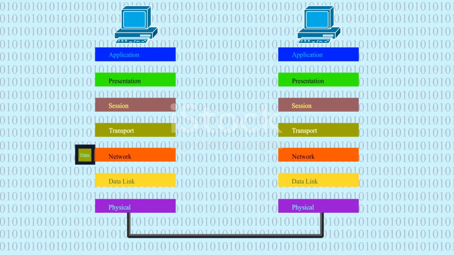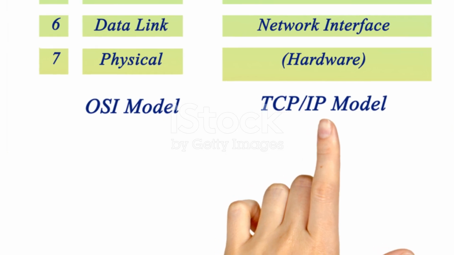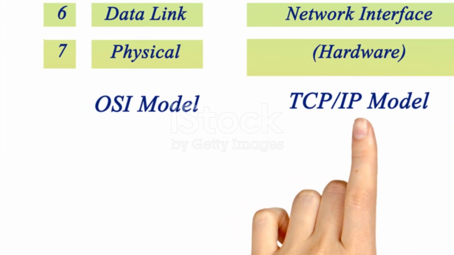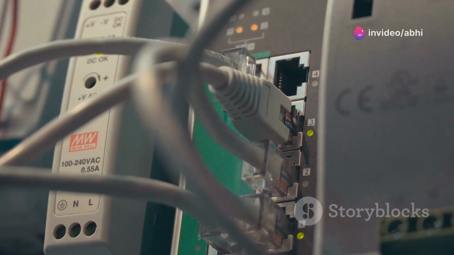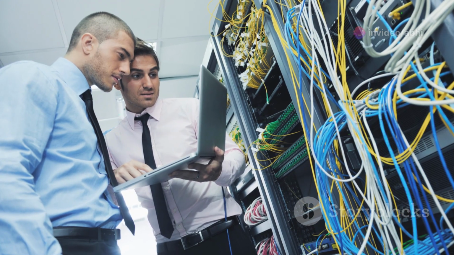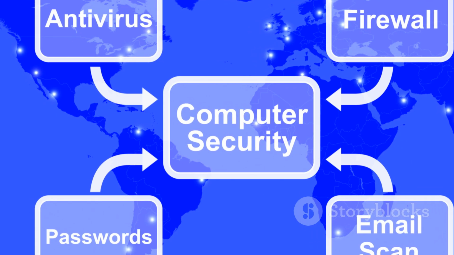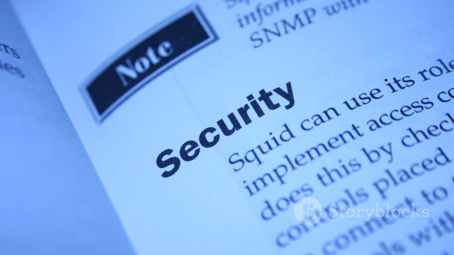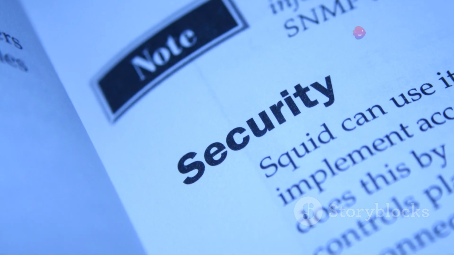The OSI model is a conceptual framework that divides network communication into 7 distinct layers. Each layer represents a specific function in the data transmission process. This layered approach simplifies network design, implementation, and troubleshooting. Importantly, it helps us understand security risks and implement appropriate safeguards at each level.